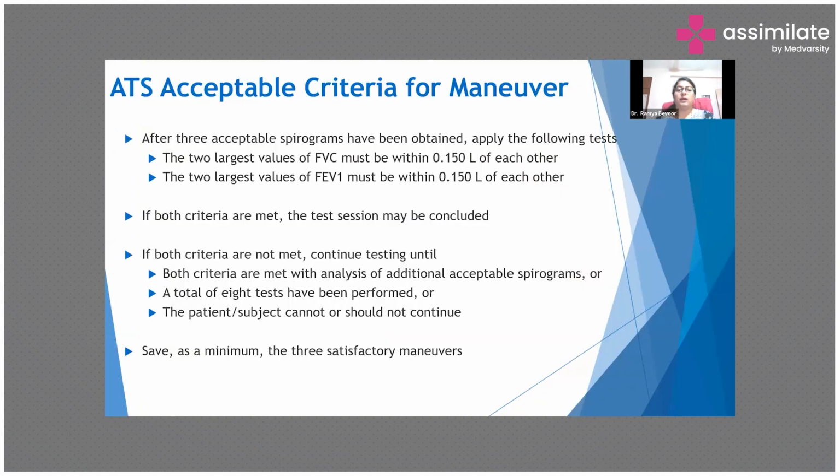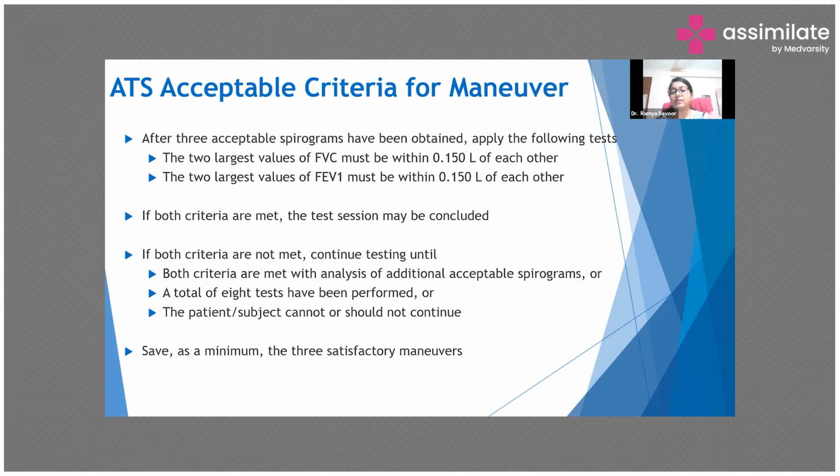The American Thoracic Society, ATS, has a few things that we need to keep in mind before we say that the PFT we conducted is acceptable. The patient cannot just blow air only once, so we have to repeat the test at least 3 times. We need to see that the two largest values of FVC are within 150 ml of each other, and the largest values of FEV1 also have to be within 150 ml of each other. If both of these criteria are met, then we can say that the test is done.